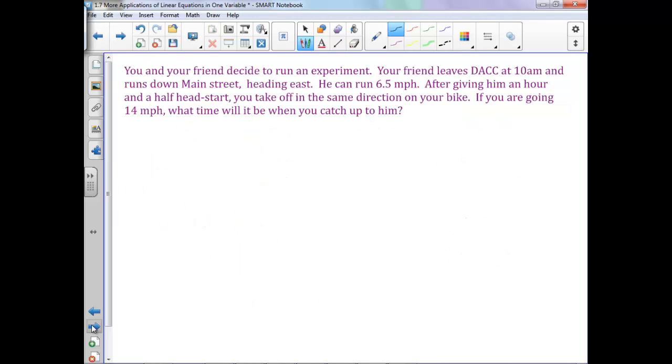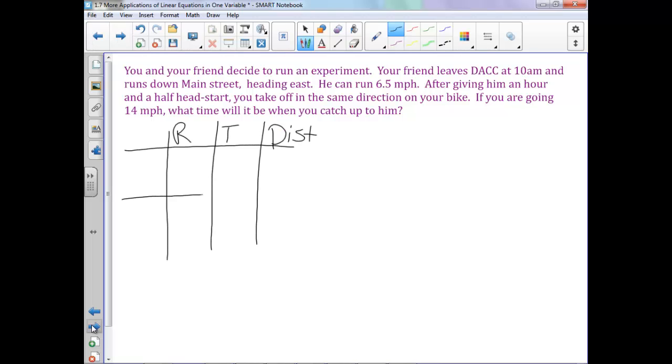Next up is another distance problem, so let's start the same way. Our options here, we have somebody that's running, and we have someone that's biking. So let's first look at our runner. Our runner is running at 6.5 miles per hour. We don't know how long total he ran. We know he left at 10, but we don't know his total time. So his total distance is 6.5x.